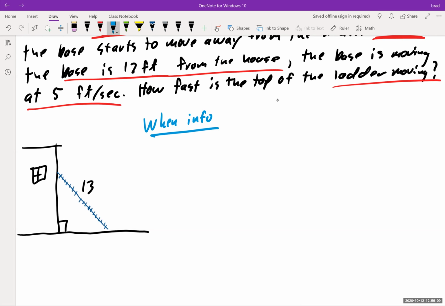Okay, so our "when" information is the base is moving at 5 feet per second. Let me see, the base is 12 feet from the house. So 12 feet. How do you guys want to write this?